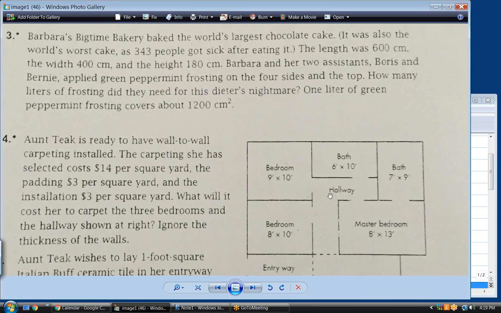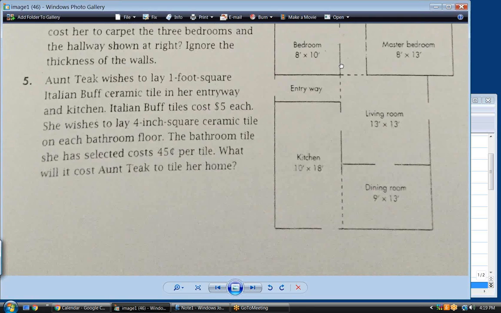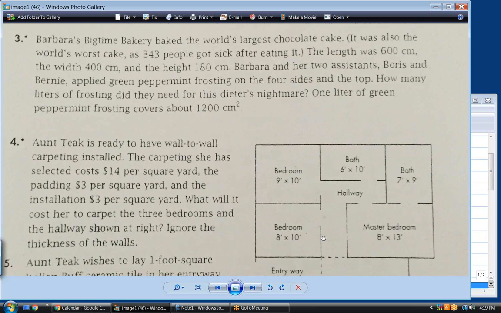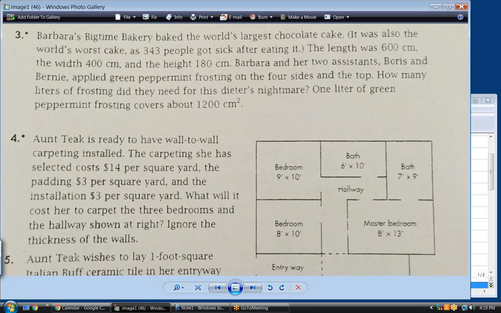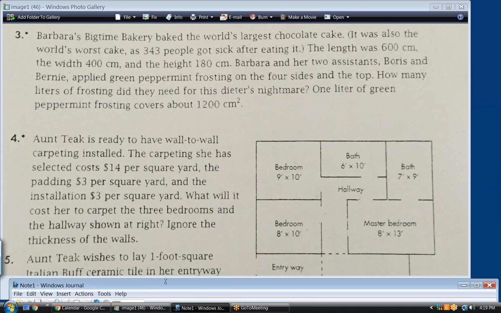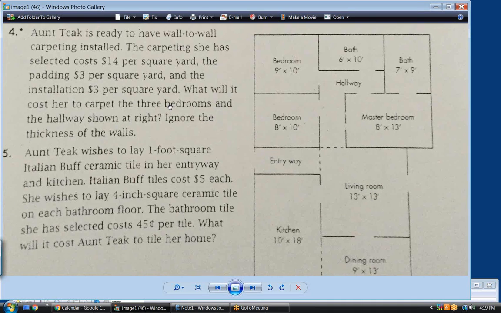Okay. I don't think we're going to have time to do all three of these. Do you have a preference? Probably be able to do two of them. 4 and 5. Okay. Then we'll go back and do 3.